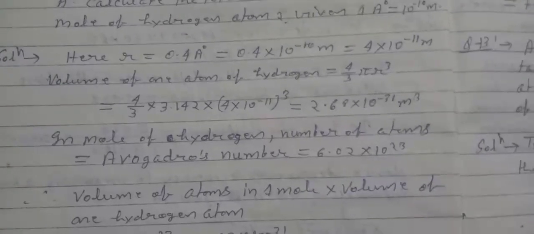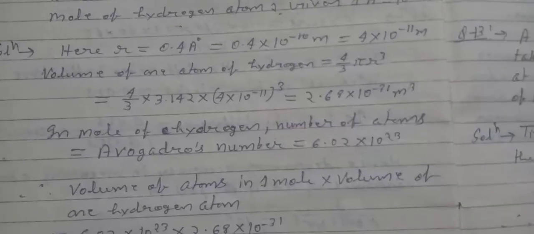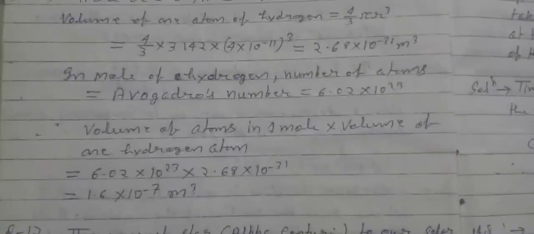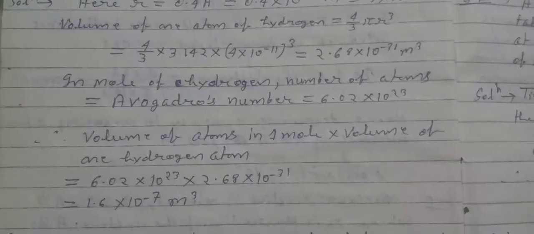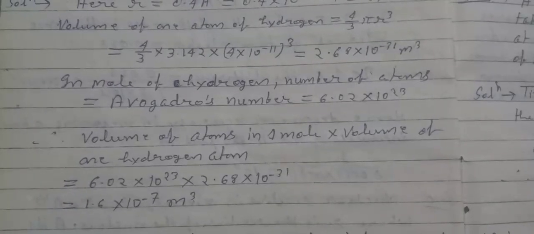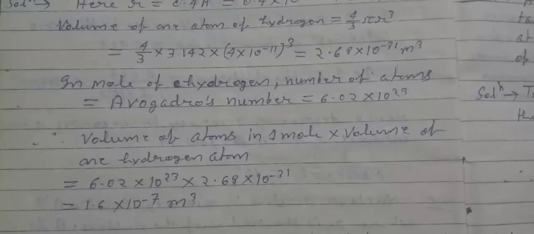In 1 mole of hydrogen, number of atoms equals Avogadro's number, 6.02 into 10 to the power 23. Hence volume of atoms in 1 mole equals number of atoms times volume of 1 hydrogen atom, which equals 1.6 into 10 to the power minus 7 meter cube.